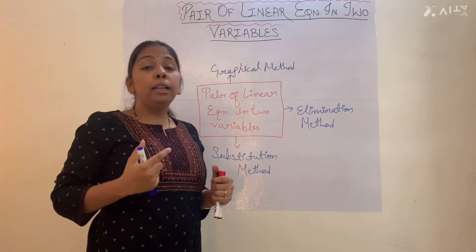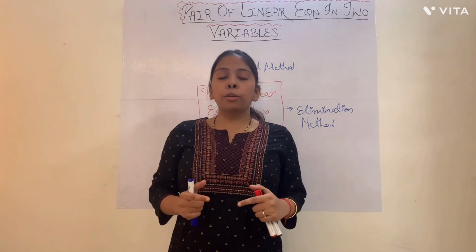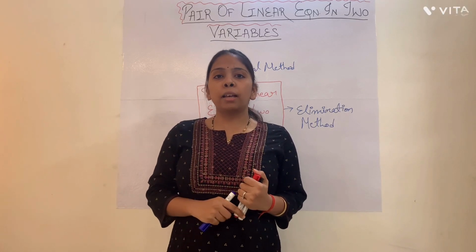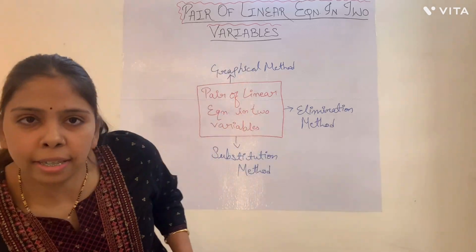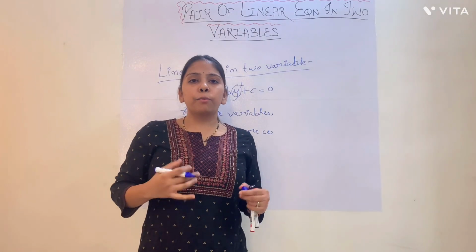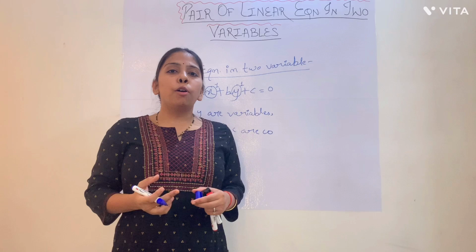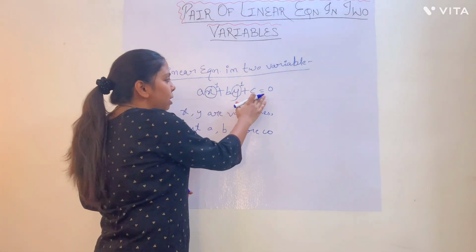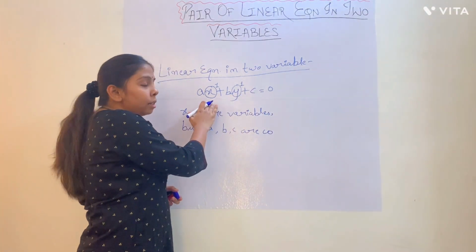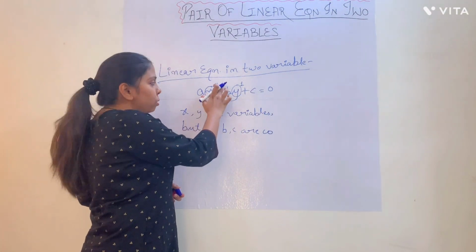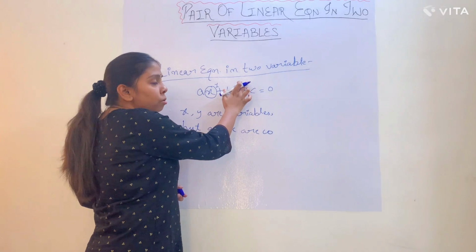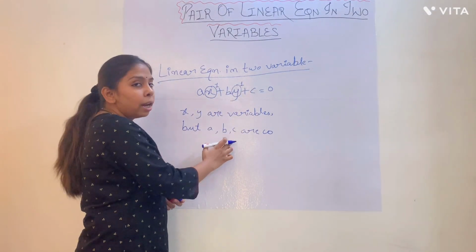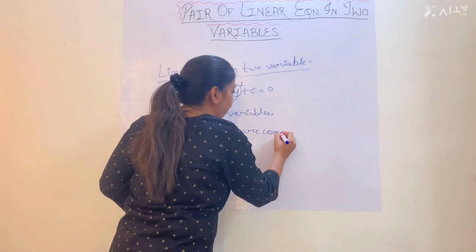And what is a linear equation? Those equations have two variables and the maximum power of these variables is 1. Let's start with linear equations in two variables. The general form of a linear equation in two variables is ax plus by plus c equals 0. You can see that the maximum power of x is 1 and the maximum power of y is also 1. So x and y are variables but a, b and c are constants.